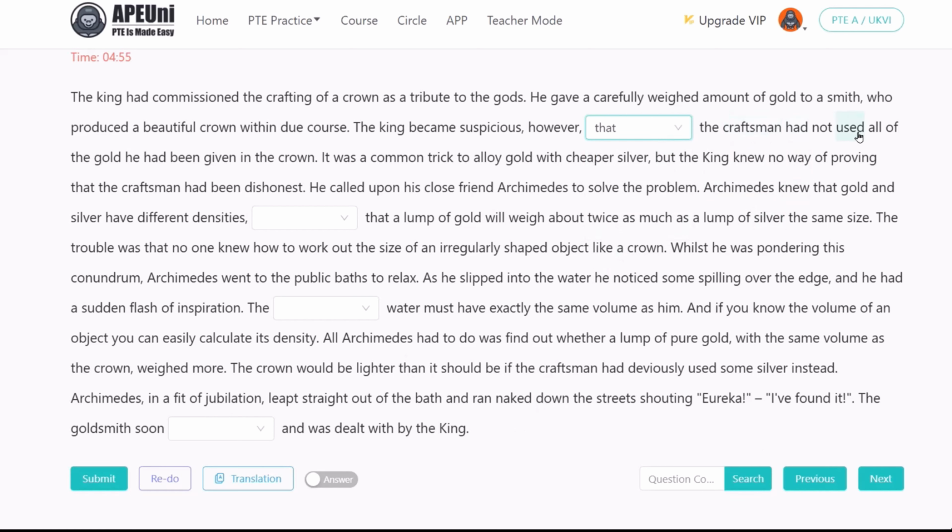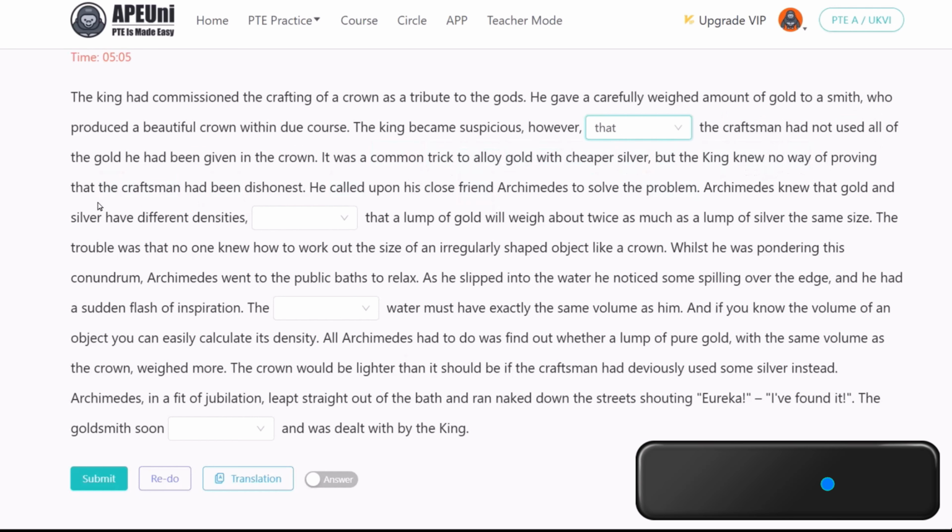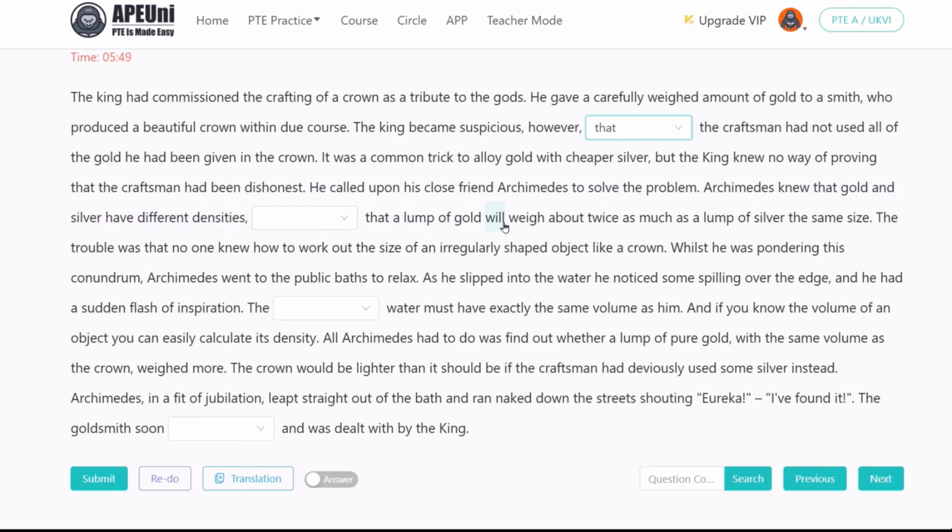That the craftsman had not used all of the gold he had been given in the crown. It was a common trick to alloy gold with cheaper silver, but the king knew no way of proving that the craftsman had been dishonest. He called upon his close friend Archimedes to solve the problem. Archimedes knew that gold and silver have different densities, that a lump of gold will weigh about twice as much as a lump of silver the same size.